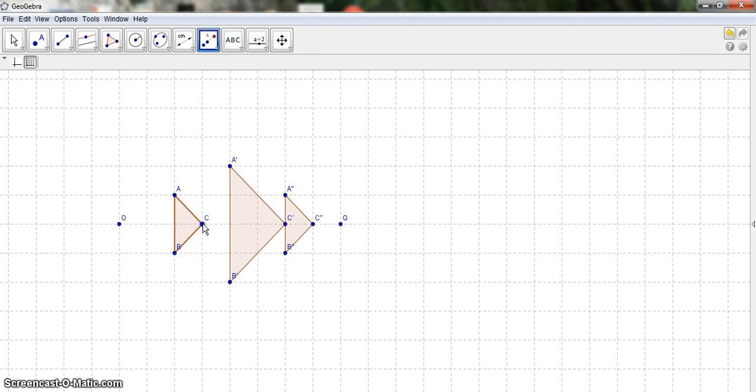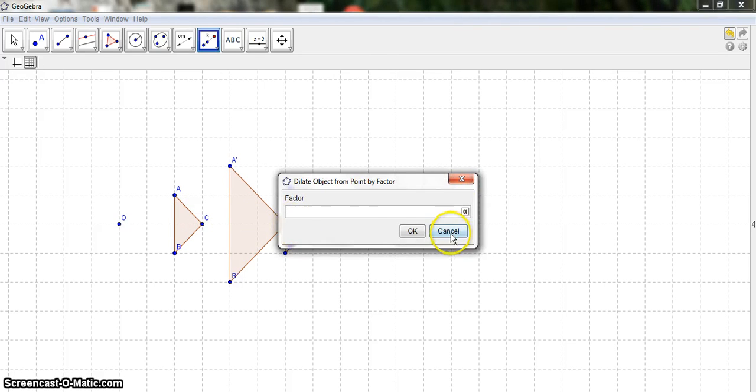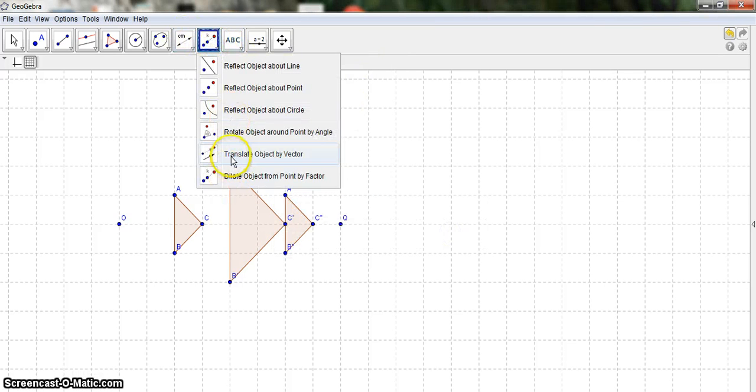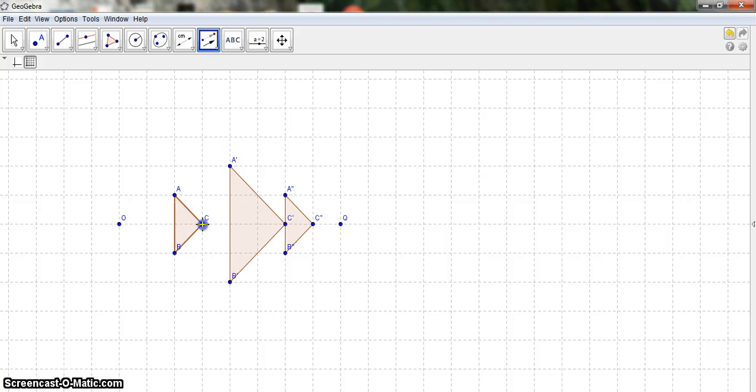Let's go ahead and translate. Actually, let's cancel that. Translate object by a vector. So I'm going to go from C to C double prime. So we see that that's the same thing. Doing these two dilations was the same thing as translating.